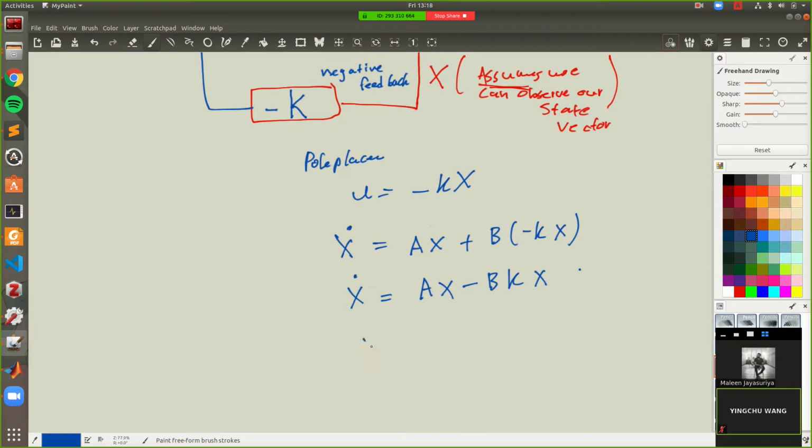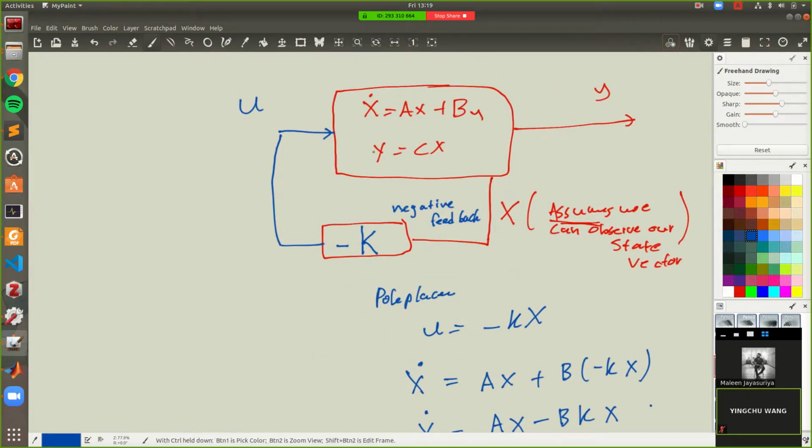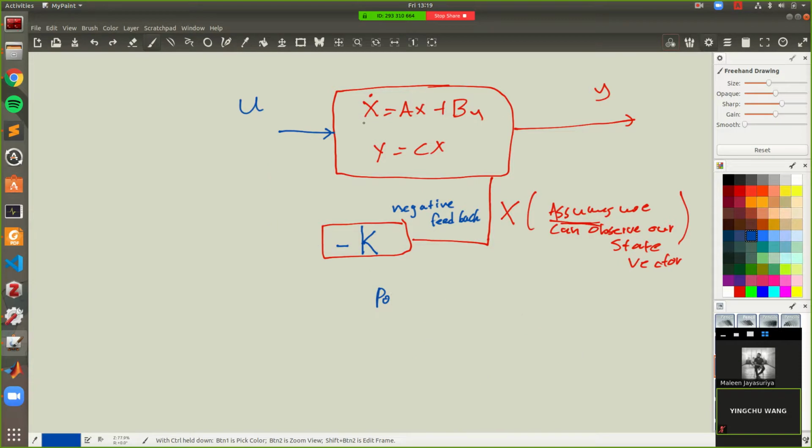And then what you get is x dot equals a minus bk into x. So what you've essentially done now is, actually, I've put a reference signal as well. Okay, let me do this again actually with a reference. Sorry about that.